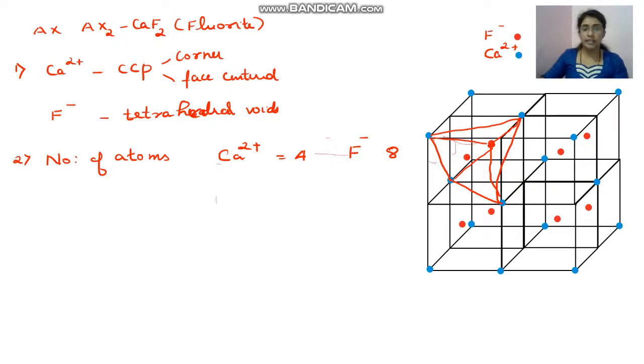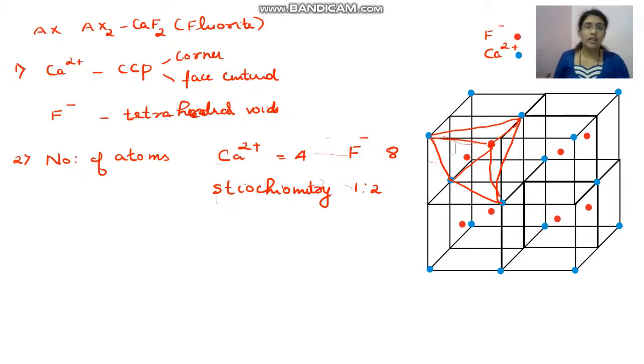So I can say that their stoichiometry can be given as 1:2, that is 4 atoms of calcium ions and 8 atoms of fluoride ions. So totally their stoichiometry is found to be 1:2.